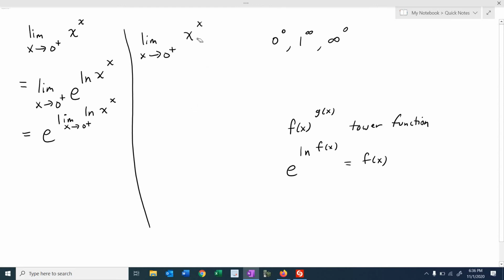Okay, so one of the nice things about finding this limit is one of the properties of logarithms: we're allowed to pull this exponent in front and multiply it in front of the logarithm. That's the same as x times ln of x.